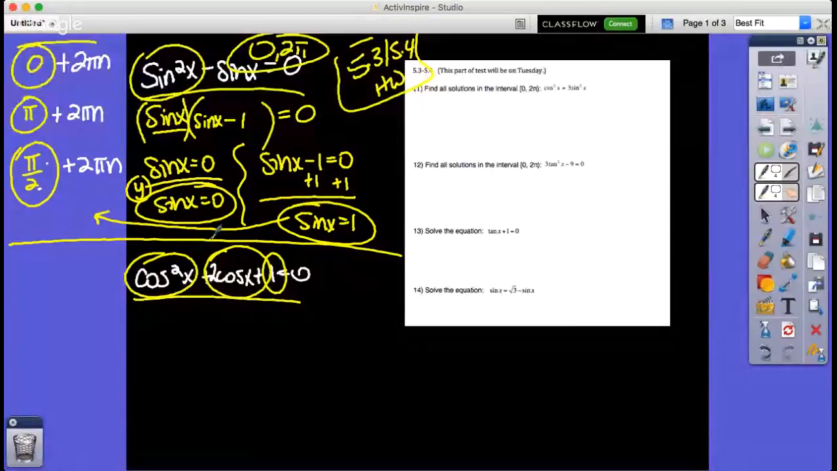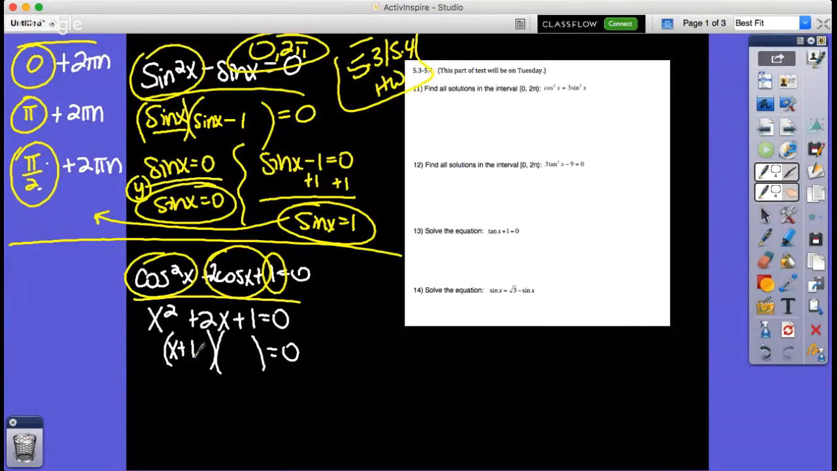Again, I told you, you can't take out something that's in common. But what I can do is replace the cosine with an x. So I've got x squared plus 2x plus 1 equals 0. So I factor, and I say, okay, what two numbers multiplied give me 1, but when added give me 2? I've got x plus 1 and x plus 1, okay?